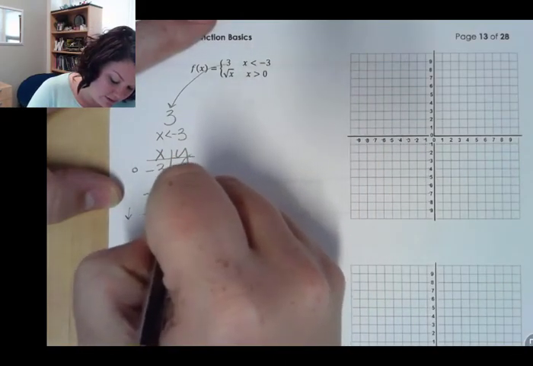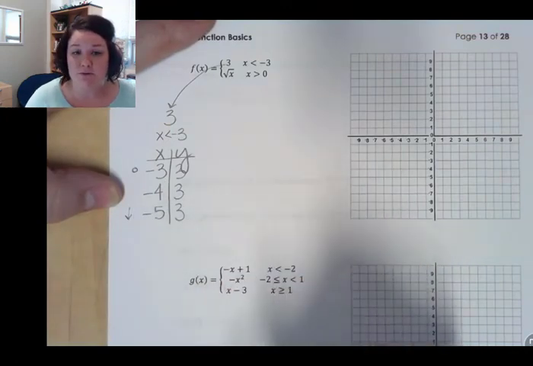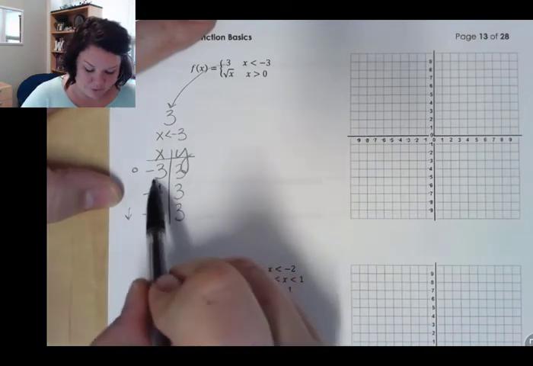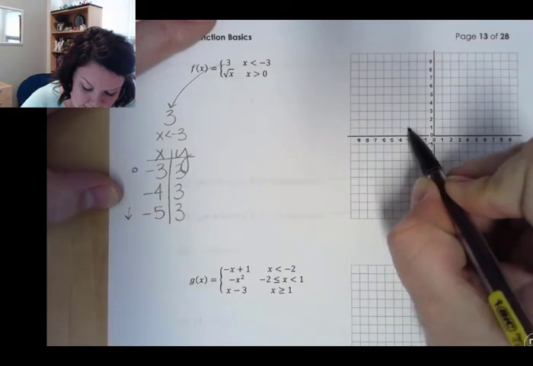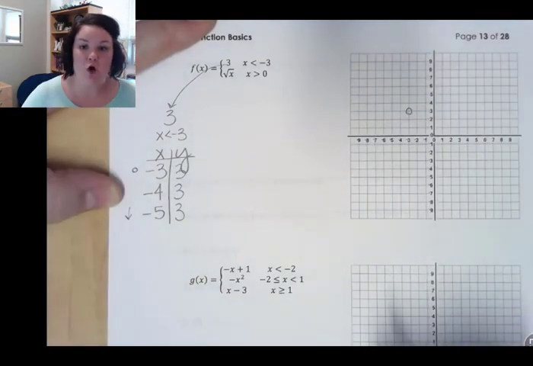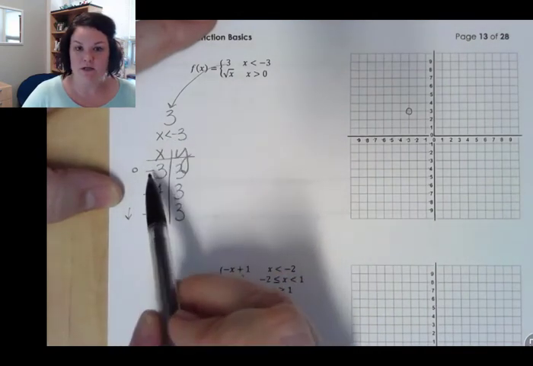This one's going to be 3, this one's going to be 3, this one's going to be 3, right? As far down as this goes, it's just going to be 3, 3, 3, 3, 3. So let's go ahead and graph and see what this piece looks like. My first point is -3, 3. So I'm going to go out to -3 and then up to 3. And it's not included. That's going to be an open circle, right? Because we're not including -3 with a bar here.